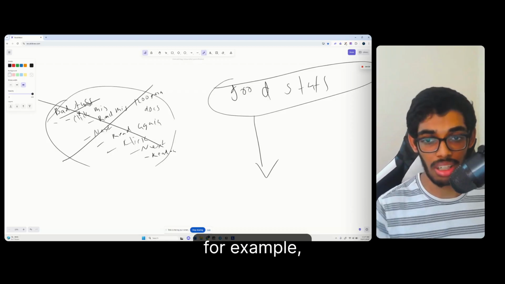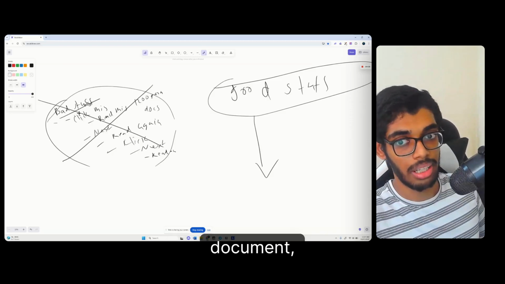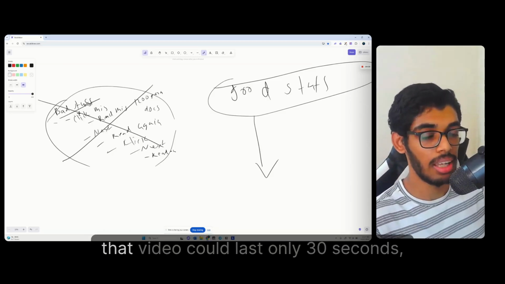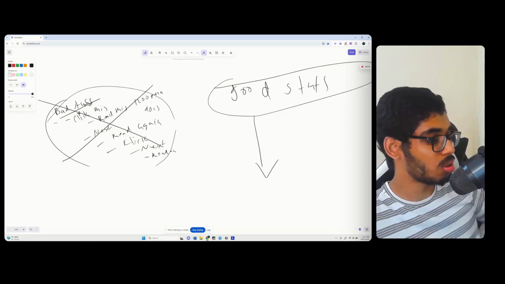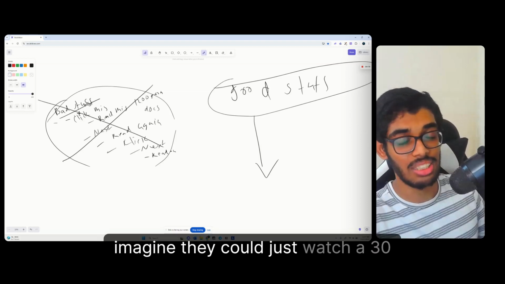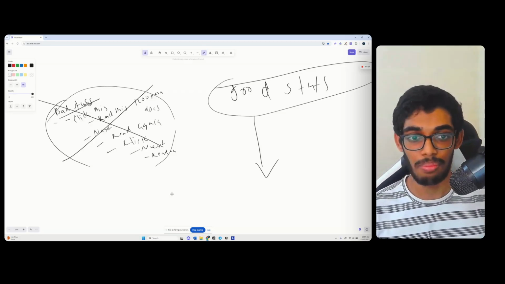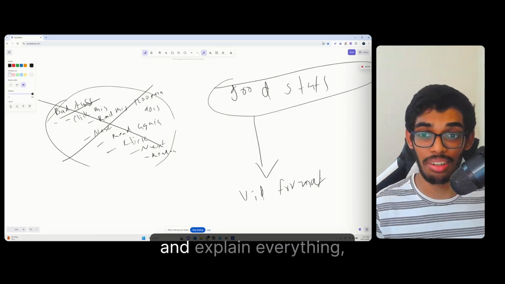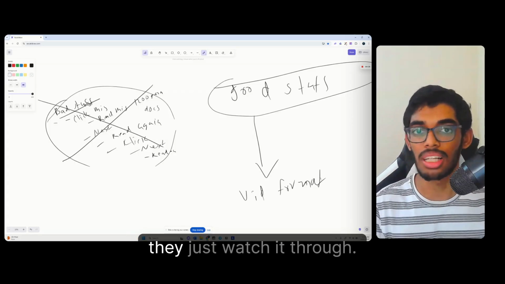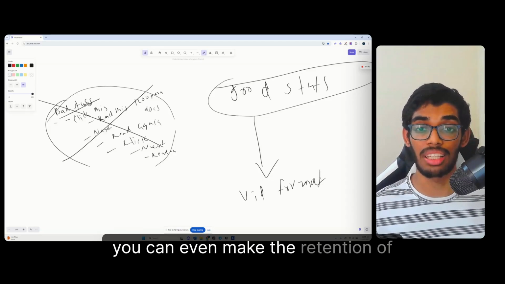So the best way is that, for example, imagine you write a 200 or 1000 word document, but if you make it into a video, that video could last only 30 seconds, right? Instead of going through all this stuff, imagine they could just watch a 30-second video and understand everything. That's the easiest format, video onboarding format, right? You can easily make a 30-second video and explain everything, the key points, and boom, they just watch it through. And if you have really good tonality and way of speaking, you can even make the retention of people who watch higher.